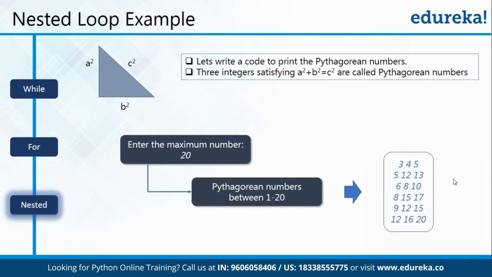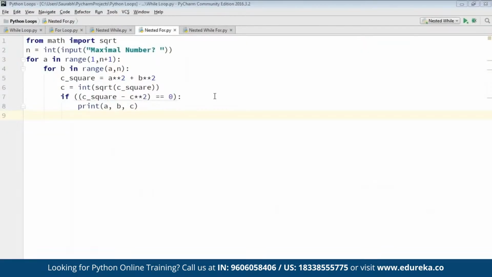At that time, it will print all the Pythagorean numbers possible between 1 and 20. 3, 4, 5. You can see that 3 square plus 4 square is equal to 5 square. 9 plus 16 is equal to 25. Similarly, it goes for 5, 12, 13; 6, 8, 10; 8, 15, 17; 9, 12, 15; and similarly 12, 16 and 20. Don't worry guys, I'll go back to my PyCharm and explain how you can do that. This is the example of nested for.